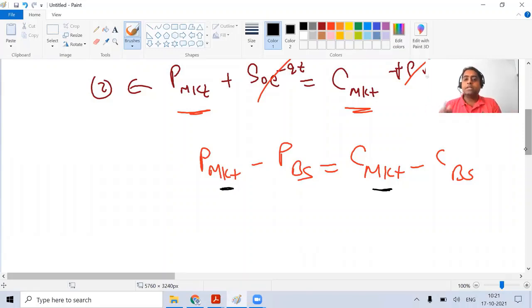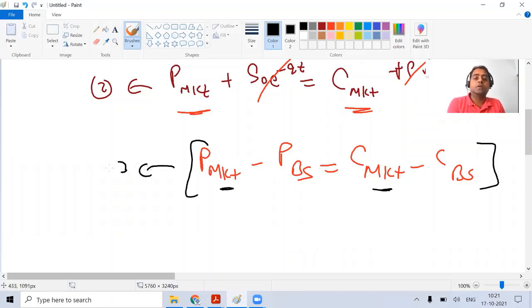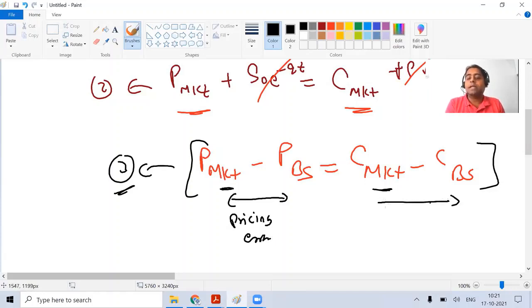But what does this third equation, which we have found, talk about? What does it highlight? That the pricing error for the put is similar to the pricing error for the call.